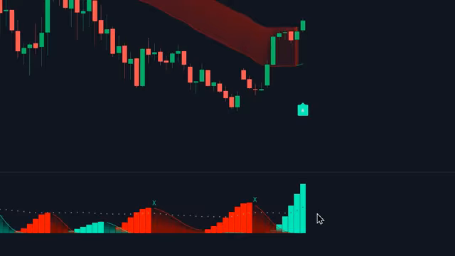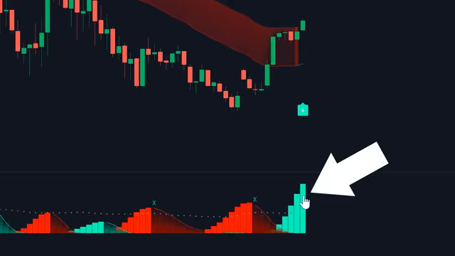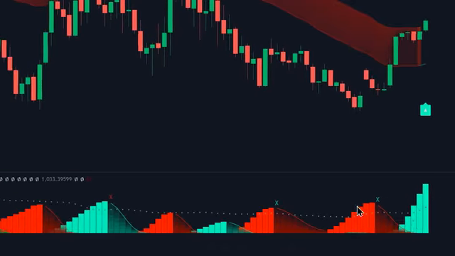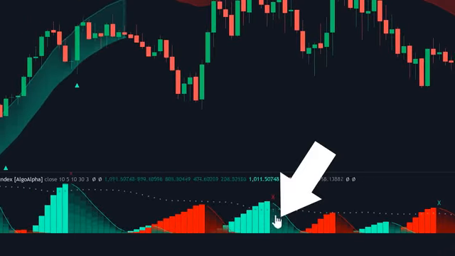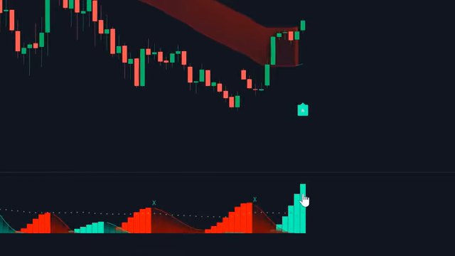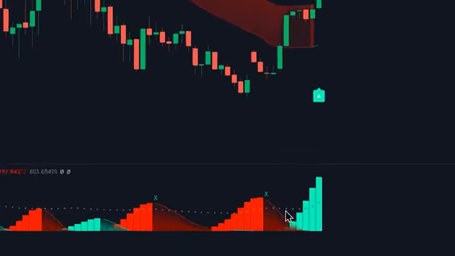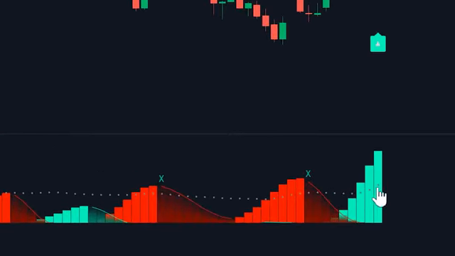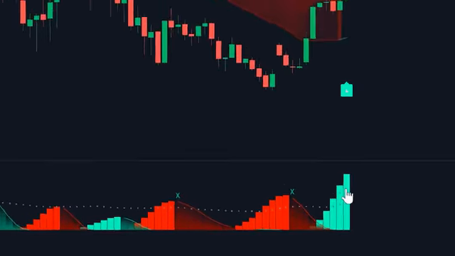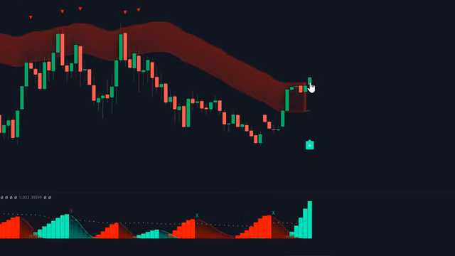Number 1, we need to have a bright green histogram bar corresponding to the buy signal. And remember, it should be bright green like this. If it's dark green like this one, the entry would become invalid. Number 2, we want this green histogram to close above this dotted threshold. That would indicate that the bullish momentum of the market is super strong, which increases the probability of this trade becoming profitable. We enter a long trade.